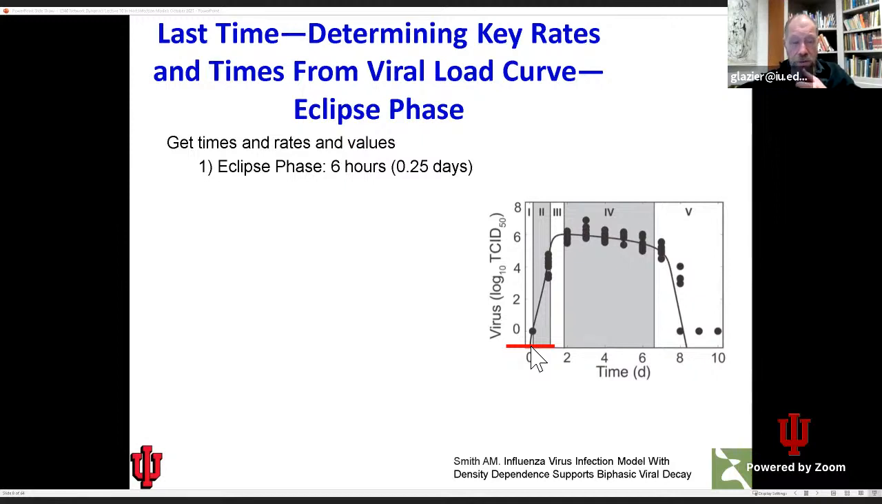And we're always going to have to convert times to rates. So an eclipse phase of 6 hours is a quarter of a day. So the rate of conversion from I1 to I2 is about 4 per day.